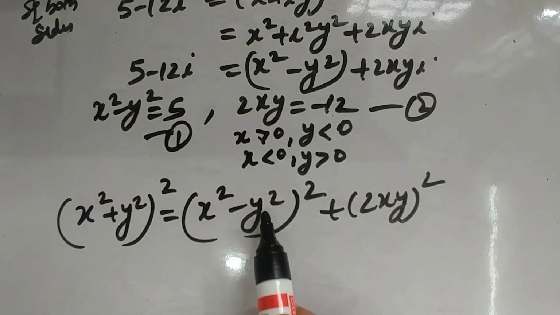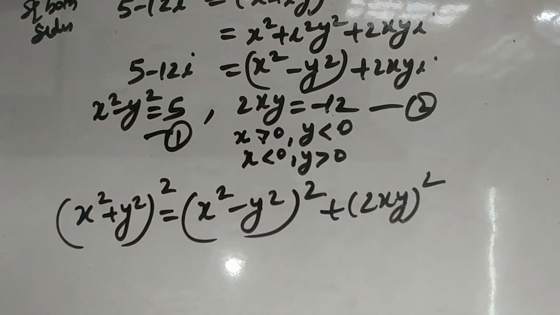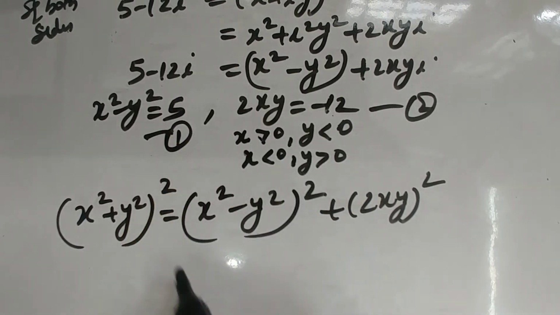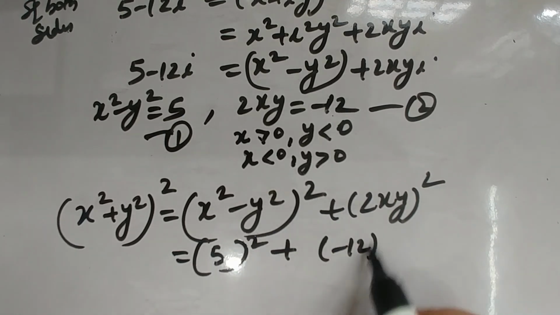It is your x⁴ plus y⁴ minus 2x²y² plus 4x²y² will give me the same thing, plus 2x²y² to this side also. Okay, so I think there is no problem in understanding why I am using this formula. And also all these values I am having here, like x² minus y², this is your 5² plus minus 12 whole square.